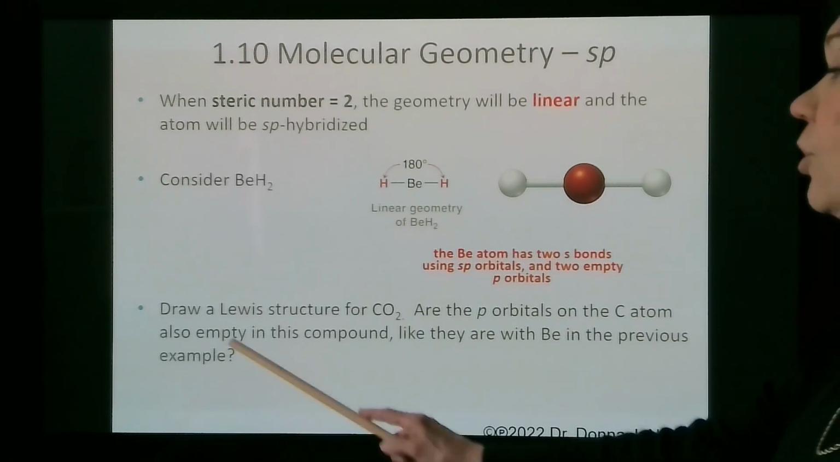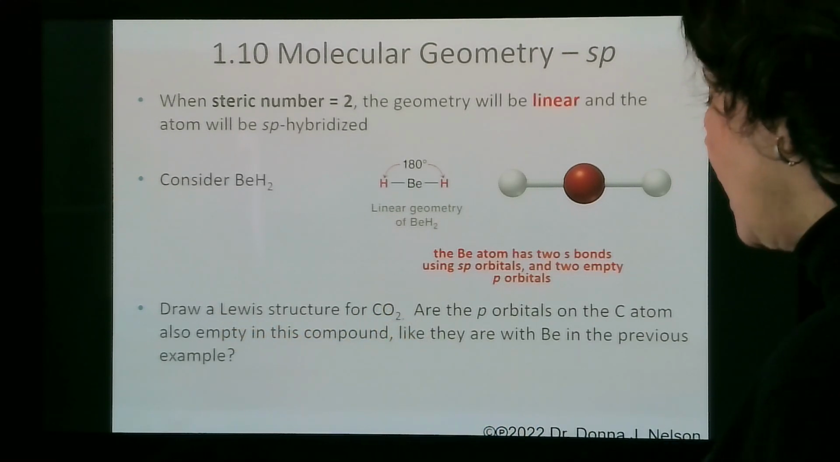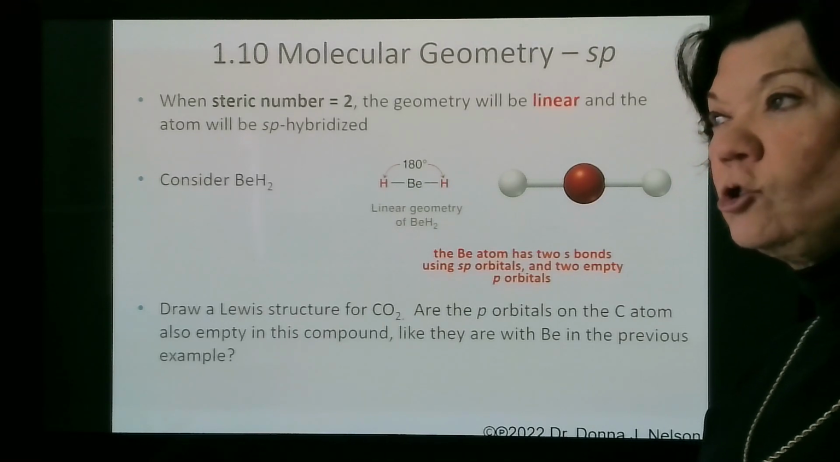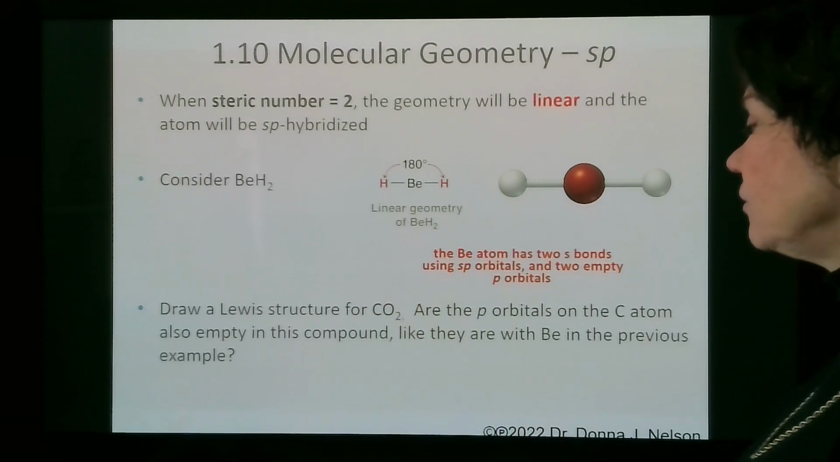And so I'll let you draw a Lewis structure for carbon dioxide. You'll need to pay attention to the sigma system and the pi system. There will be pi bonds here.